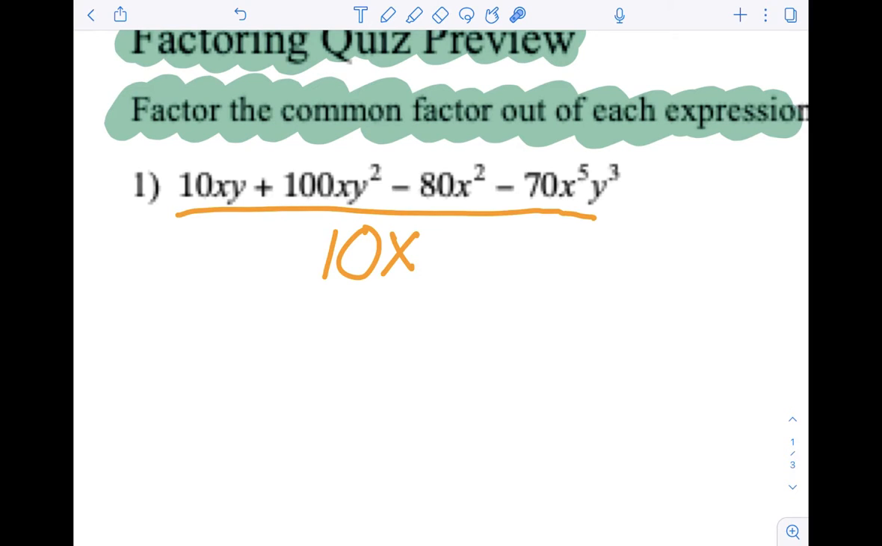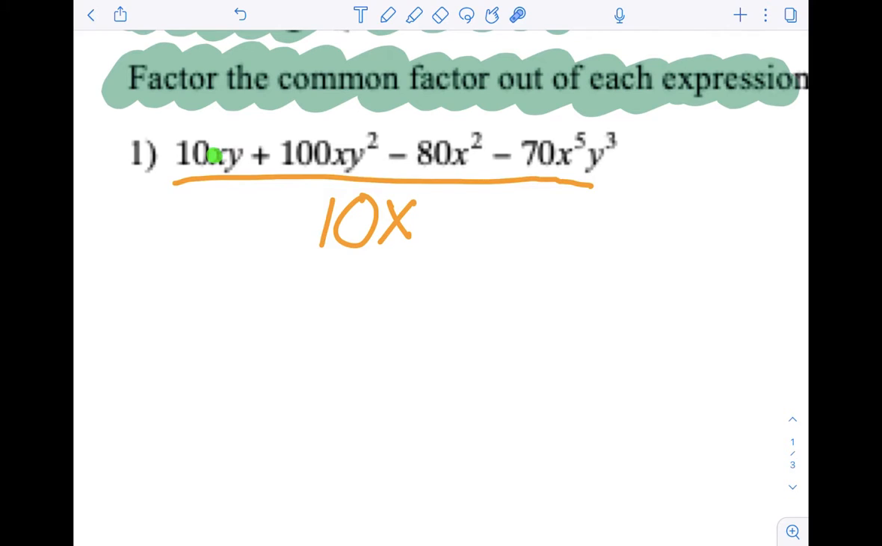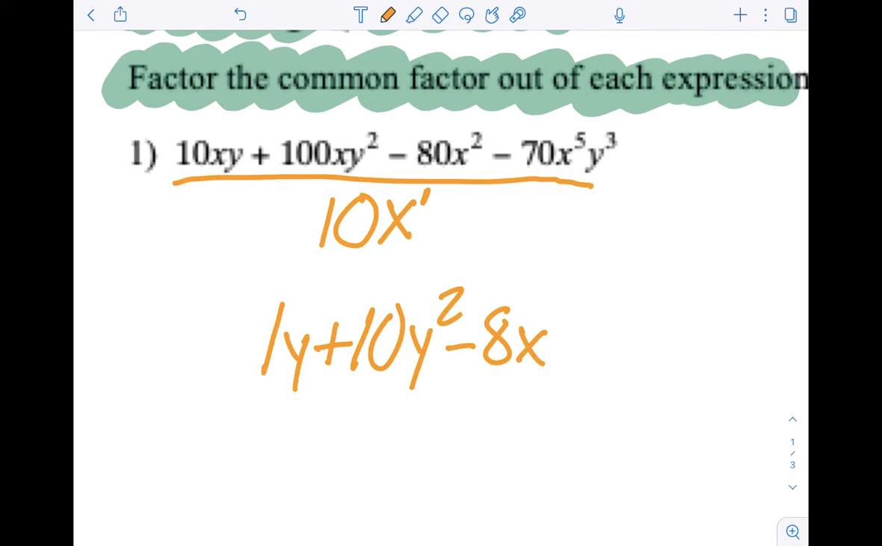All right, so let's start to divide. 10 divided by 10 is 1. X cancels with x, and y comes down. Plus 100 divided by 10 is 10. X cancels with x, and y squared comes down. Minus 80 divided by 10 is 8. X squared and x to the first, which has an invisible 1. So 2 minus 1 is 1, so I'm left with just x.